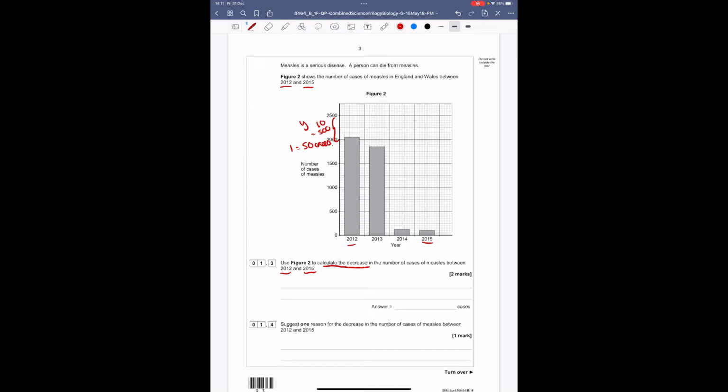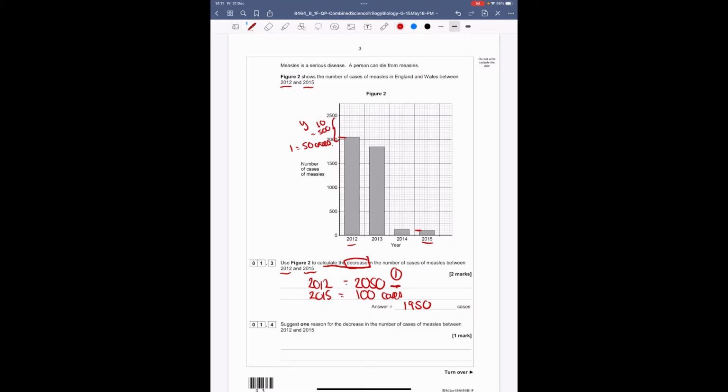So if I look at 2012 to begin with, I can see reading off my graph is one little square above 2000, so that tells me there's going to be 2050 cases. If I look at 2015, it's just 2 little squares up, so it's going to be 100 cases. Now, if you got this far, that would get you 1 mark. But we want to calculate the decrease in it, so you would do 2050 minus 100, which gives you 1950 cases.